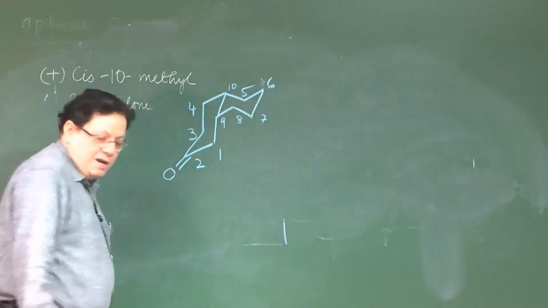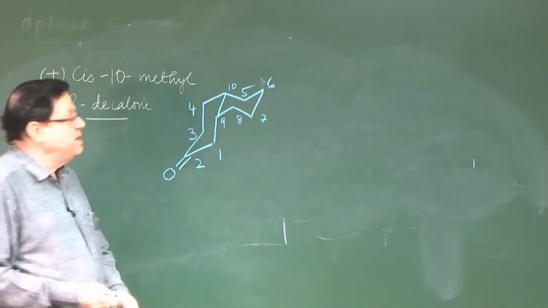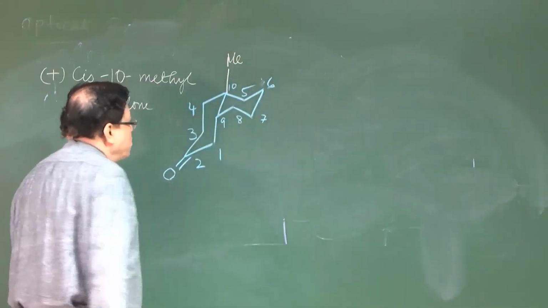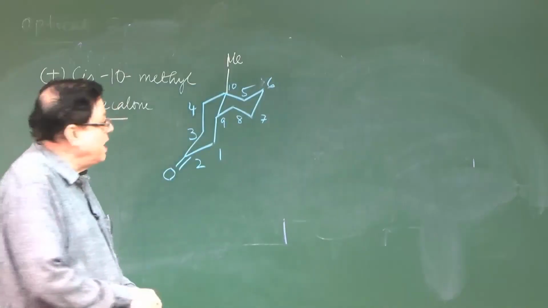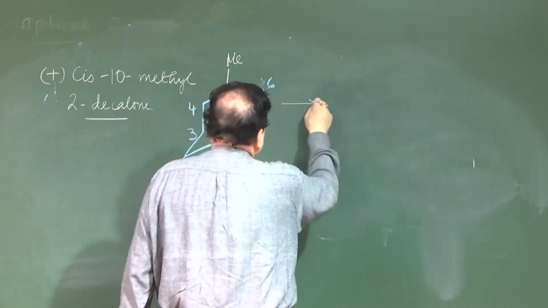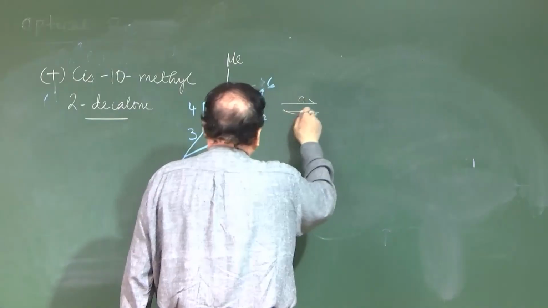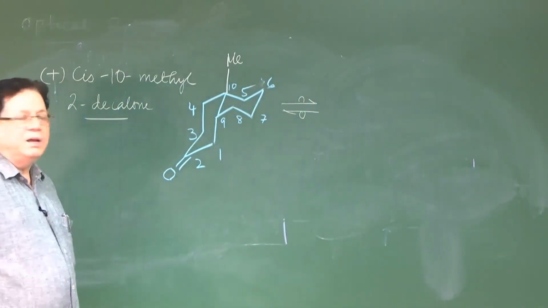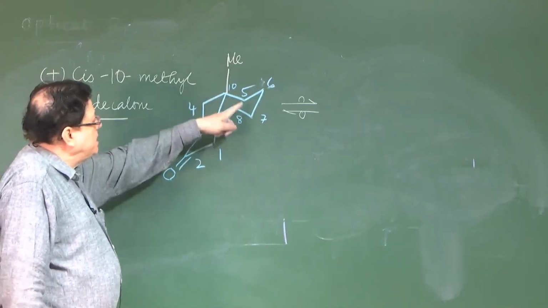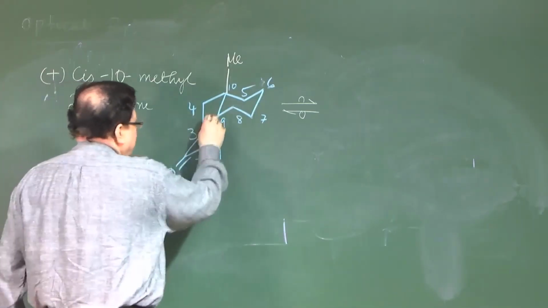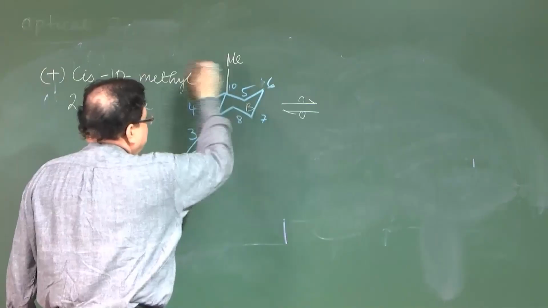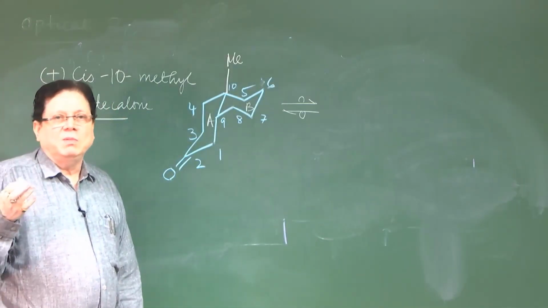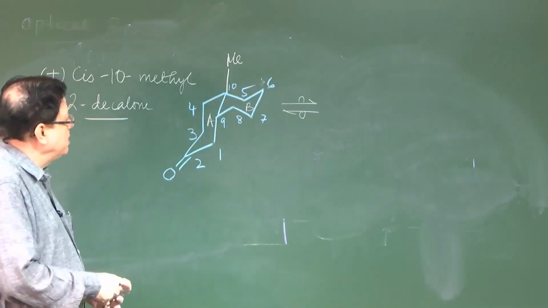Okay. So, 10 is what? At 10 you have a methyl group. So, the methyl is like this. So, this is one conformation. What is the other conformation? In the other conformation, you flip the ring. Okay. If you flip the ring, the methyl is axial with respect to this. Suppose this is the A ring, this is the B ring. Methyl is axial with respect to the B ring. As you flip, the methyl will become equatorial with respect to the B ring.